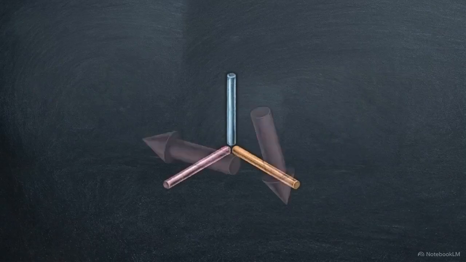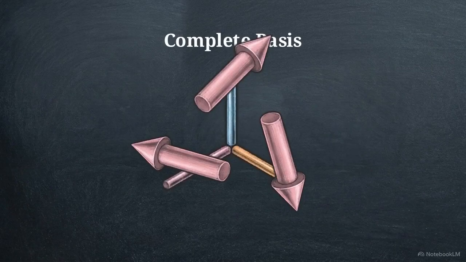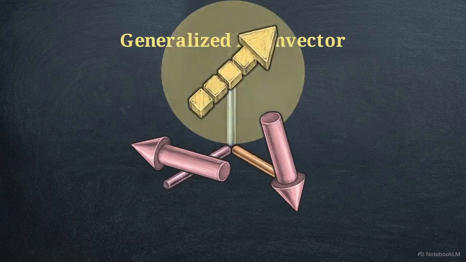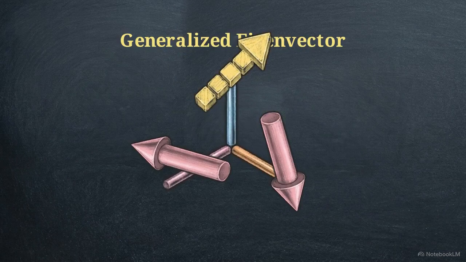Standard diagonalization requires a complete set of linearly independent eigenvectors. If we don't have enough, we can't build a diagonal matrix. We need a way to fill those gaps using a more general set of vectors.